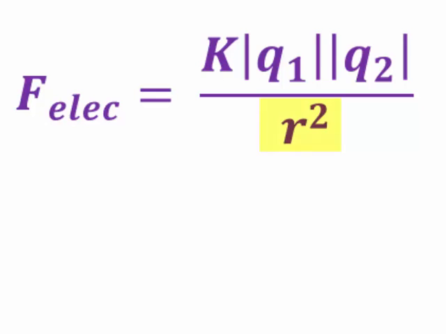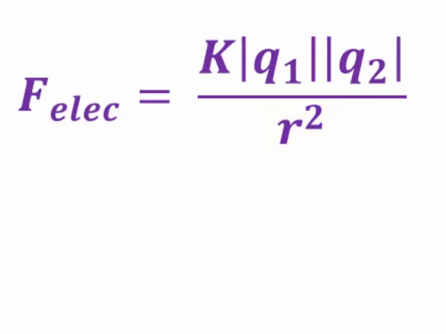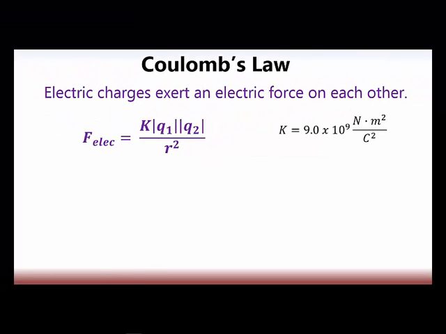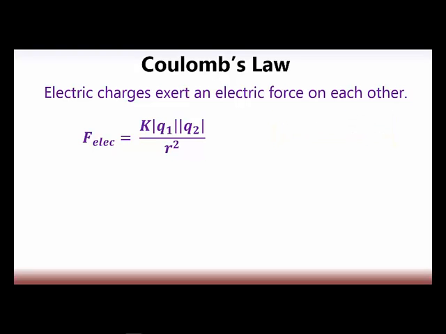On the bottom, we have the distance squared. I know it says r, but it's the distance. It's not a radius. Finally, up on top we have this capital K. This is a constant, and it is equal to 9.0 times 10 to the 9th newton meters squared per coulomb squared. Sometimes you might see that as 8.99 times 10 to the 9th. This equation gives us the electric force.